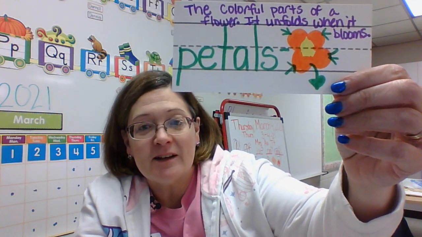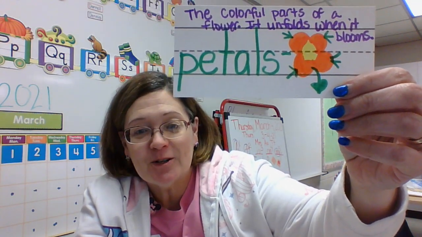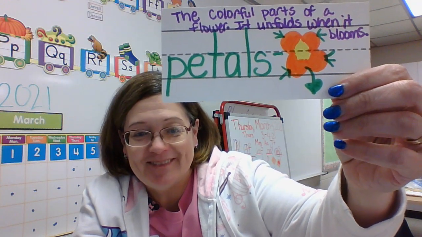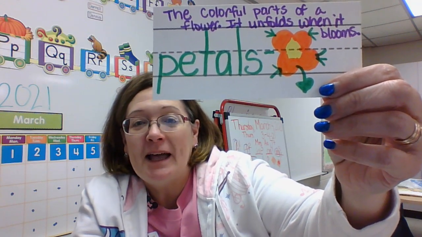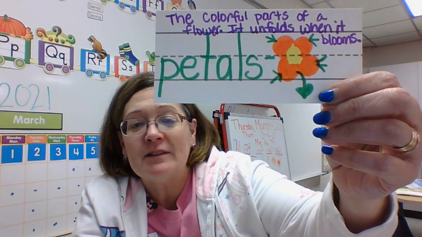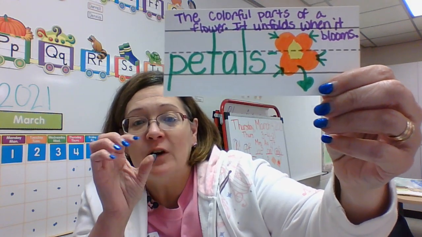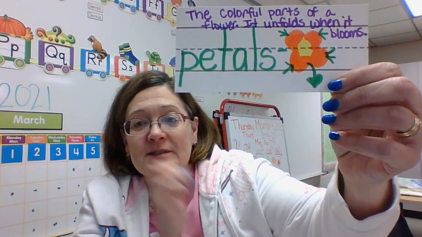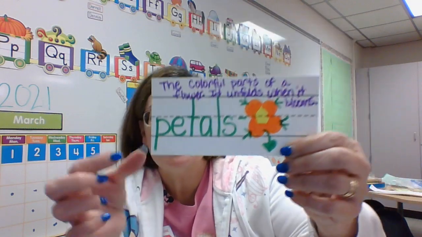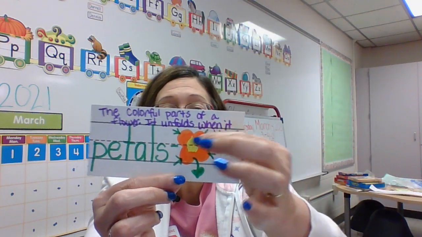Petals. You say it. Petals. Ooh, it has the same sound as our nursery rhyme, Peter Piper. Now, a petal, that's the colorful part of a flower. It unfolds when it blooms. I drew little arrows to the petals.